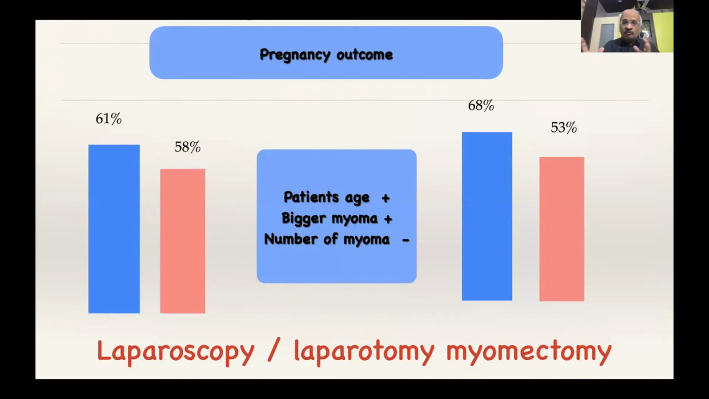Well, if you go by laparotomy also, you are correct. You just go by your skill and the patient's choice, and the pregnancy rate remains almost the same. So it wouldn't make much difference whether you choose laparoscopy or laparotomy. Just do a neat myomectomy, give anti-adhesion barrier to the patient, and the patient's age and bigger myoma size all have a positive impact, while the number of myomas could have a negative impact on the pregnancy outcome.